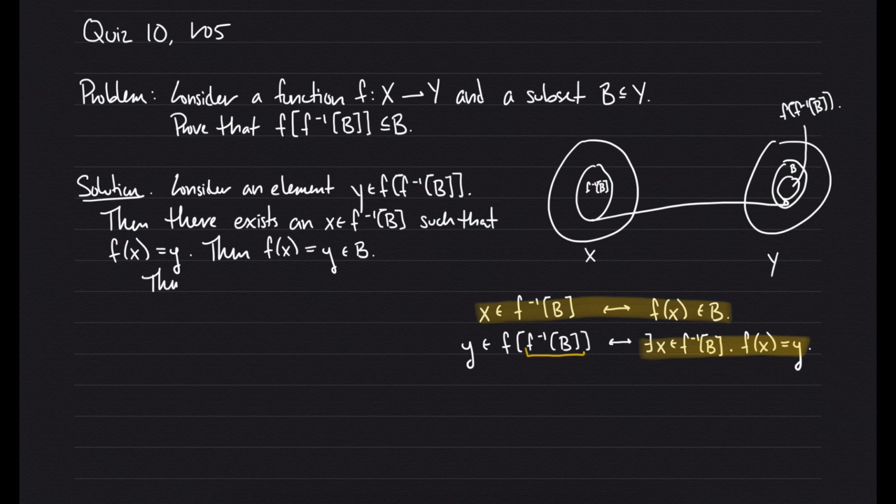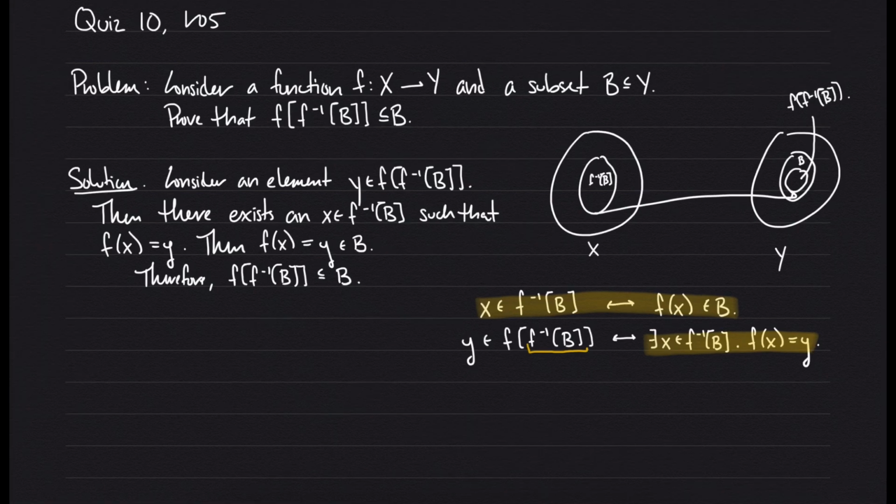Therefore, since we've shown that every element of this set is in B, we've shown that this set is a subset of B. All right, so that's it. That's the solution to these two problems.